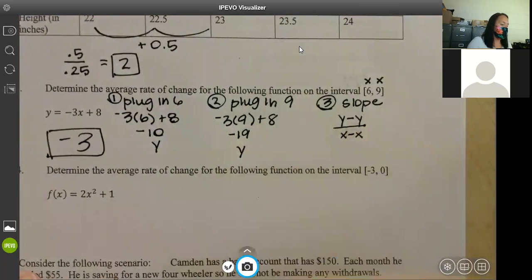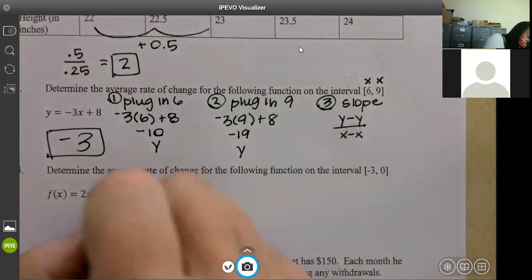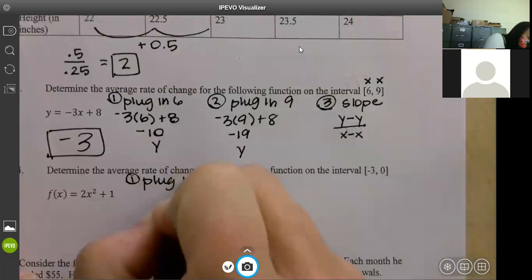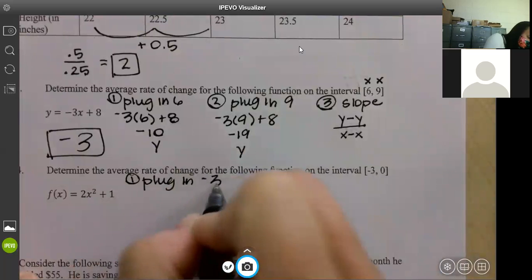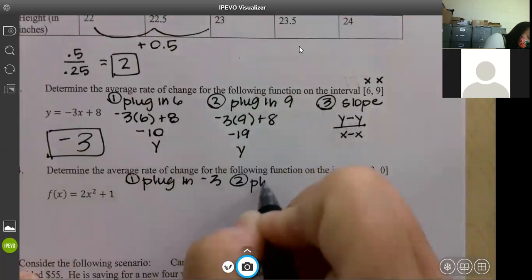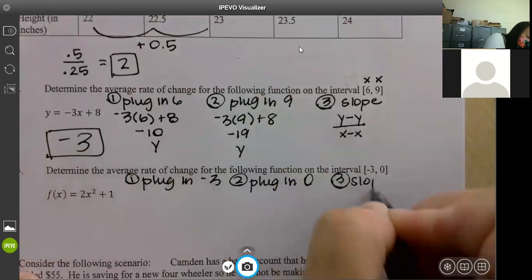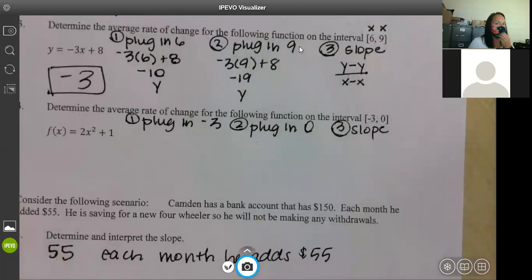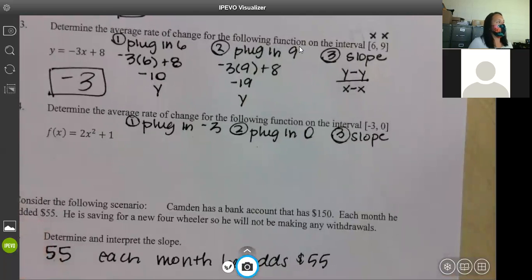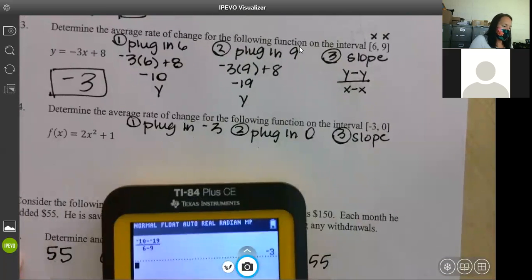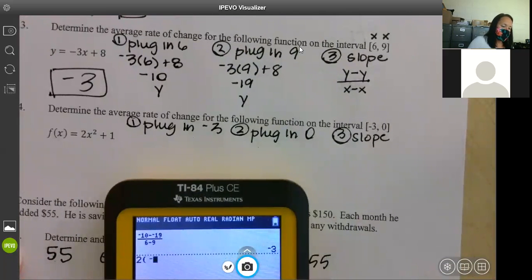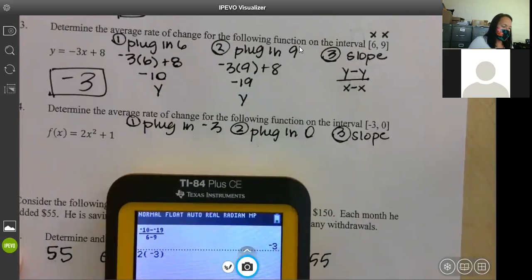All right. So what would I do first on this one? Plug in -3. What would I do second? Plug in 0. And then the third thing I would do is my slope. All right, so this one will trick you because it's got the x squared. Be careful. 2, put that -3 in parentheses, squared plus 1. What did I get? 19.